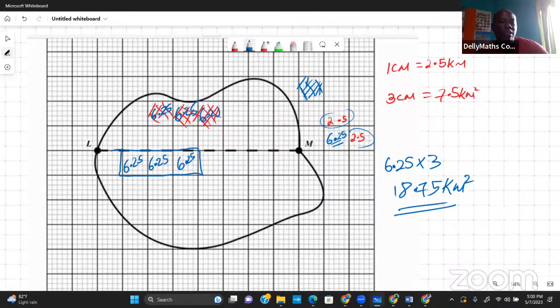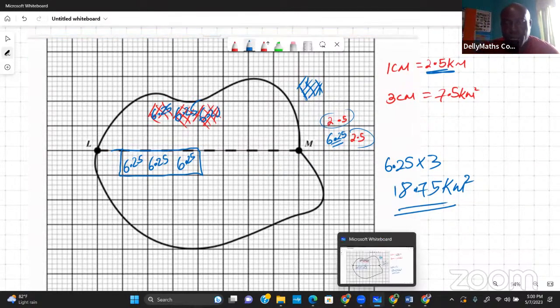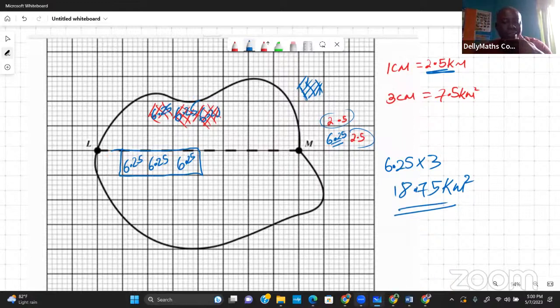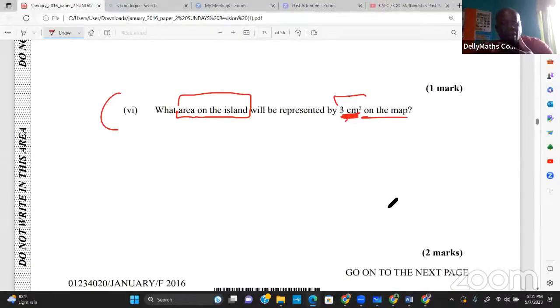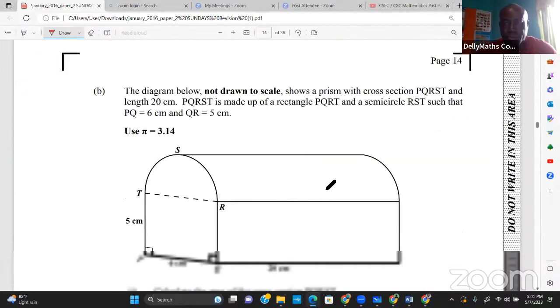So if you know what 1 is, use your scale, the same one they gave you here, to tell you what's going on there. And it will take you back to that. So it's 18.75 km square and you're done. That's how they normally develop the idea so that you could break it down. But understand the difference between the map and the real thing. And you're good. 2 marks for that, and we're gone.